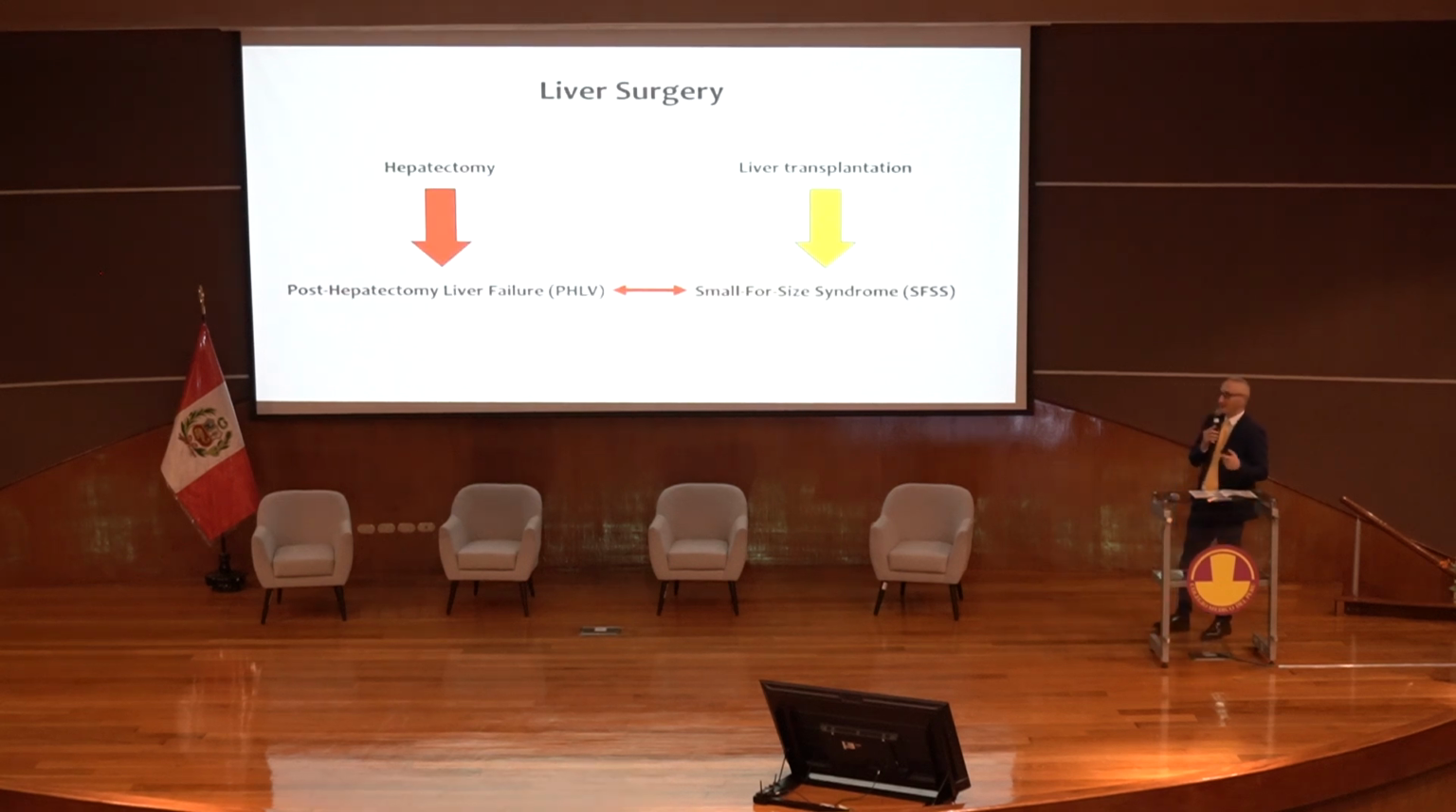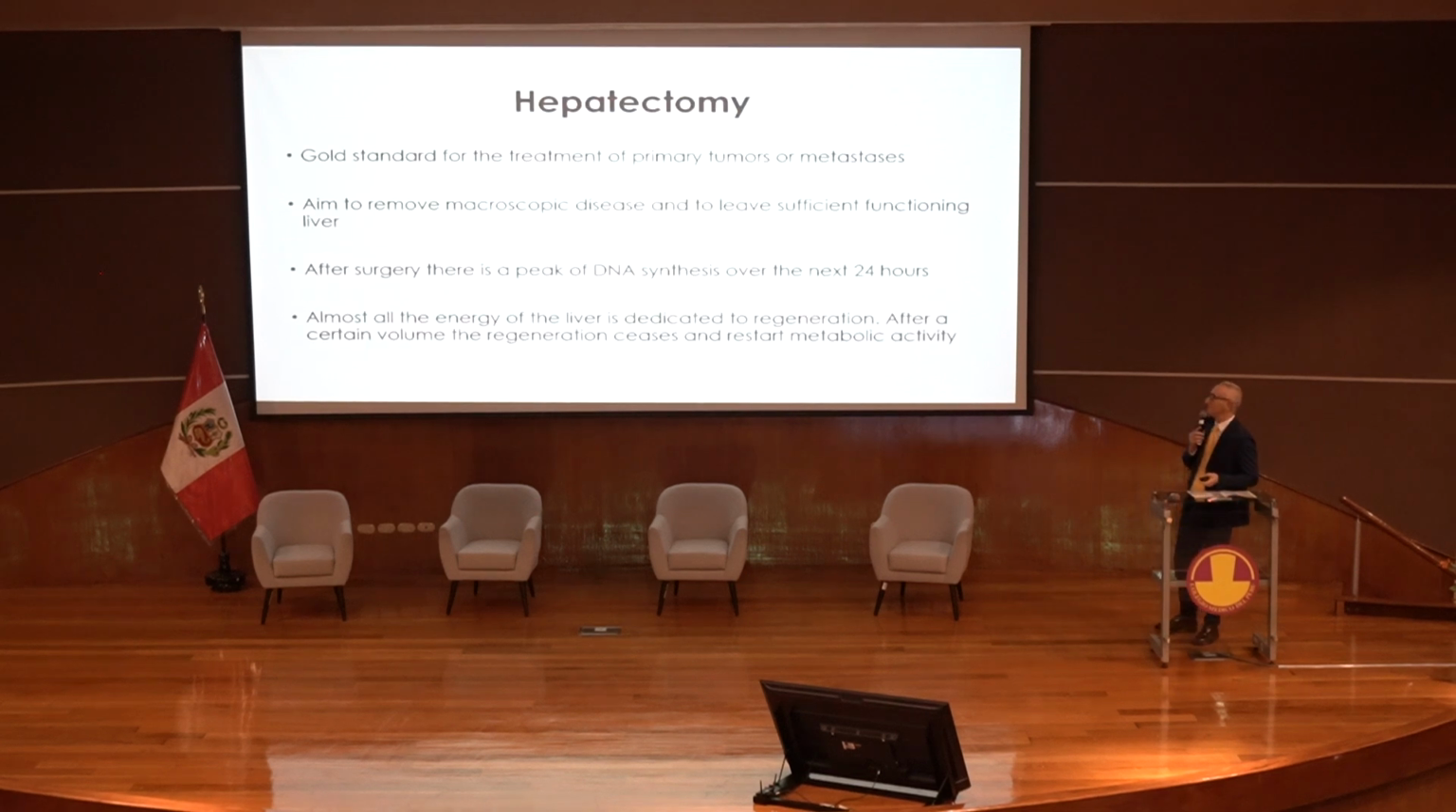We have to remember that in liver surgery, we have 2 kinds of liver surgery, of course: the hepatectomy and the liver transplantation. But in both of these scenarios, we can have liver failure. The first is post-hepatectomy liver failure, and the same applies to transplantation, in which we have small-for-size liver failure after the transplantation. But in both cases, we have a liver that is not enough for that patient.